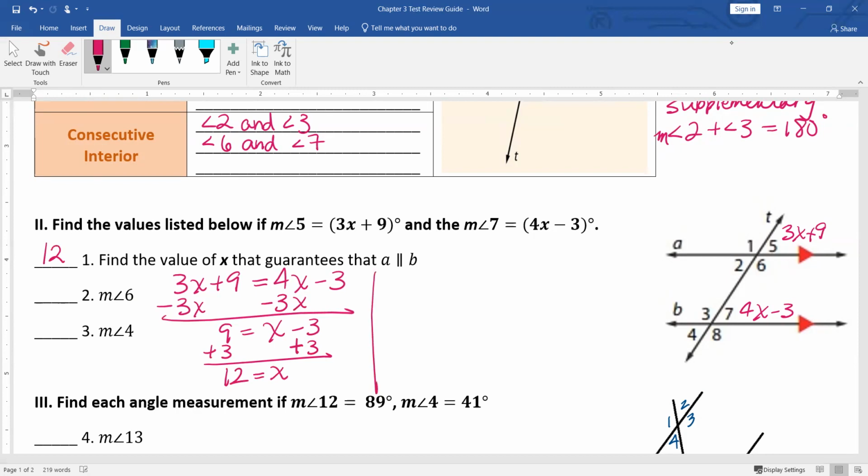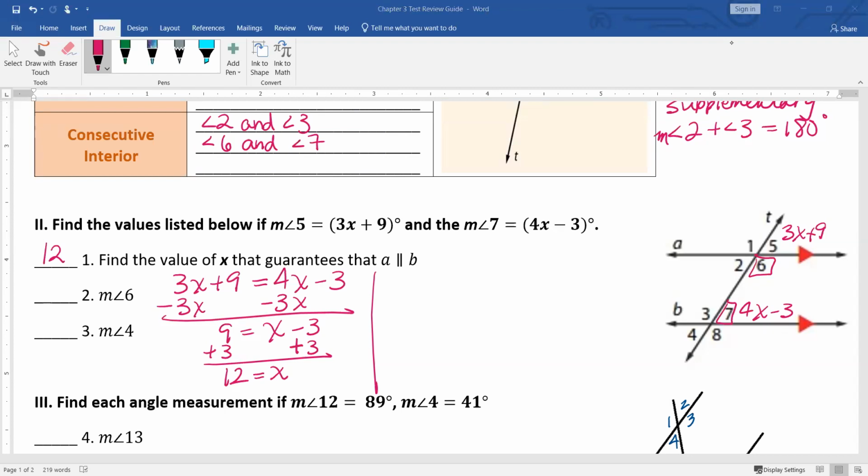And then the measurement of angle 6. You can go about it two different ways. We know that angle 6 and angle 5 are a linear pair, so their sum equals 180. But using what we've learned in this section, I'm going to use angle 6 and angle 7. These are consecutive interior, so their sum is equal to 180. If I find angle 7, I can subtract that from 180 to find the difference, which is my measurement of angle 6.